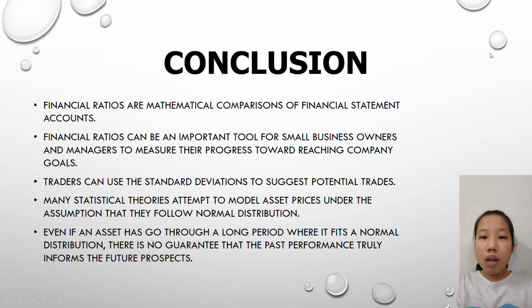Traders can use the standard deviation to suggest potential trades. Many statistical theories attempt to model asset prices under the assumption that they follow a normal distribution. Even if an asset has gone through a long period where it fits a normal distribution, there is no guarantee that the past performance truly informs the future prospects.